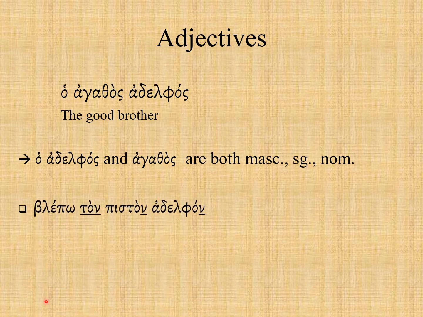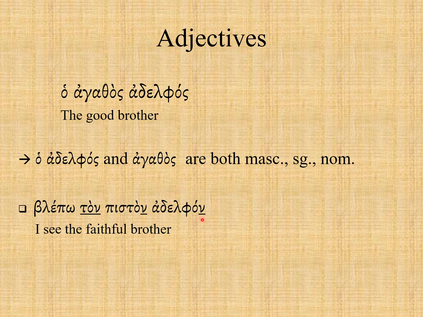So let's take an example of a sentence. So now you can see here another type of example. Blepo ton piston adelphon. Now we have something a little bit different going on. We have a sentence, and let me translate that for you. I see the faithful brother. And because the adelphos is in accusative case, it's the direct object of the verb blepo, so I see the brother. So this is in accusative case.